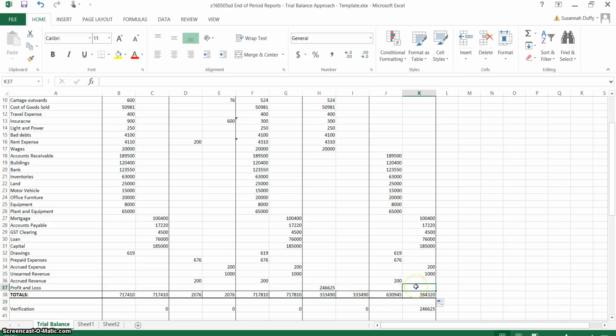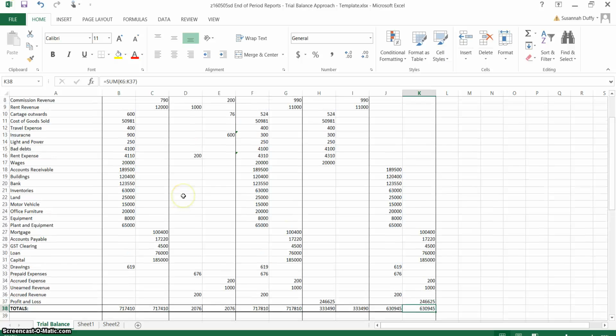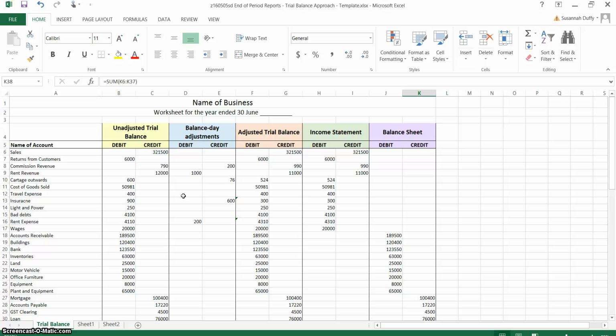If we do the same thing on the credit side, 246,625, again, this is now balancing. So we've got our debit and our credit, everything's balanced, we're happy. We're completely finished with this exercise. That is as hard as it gets.